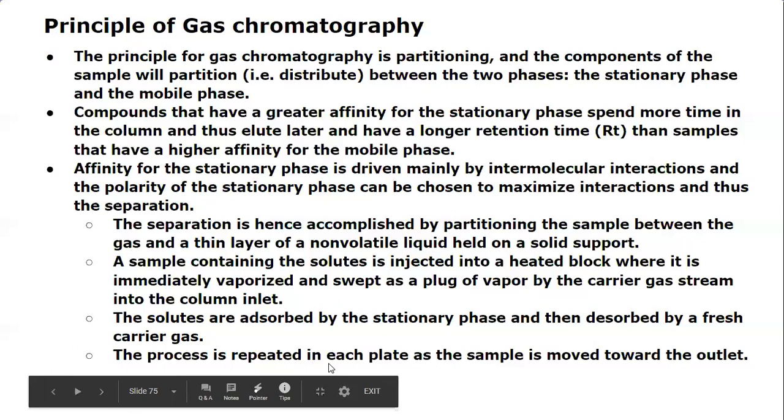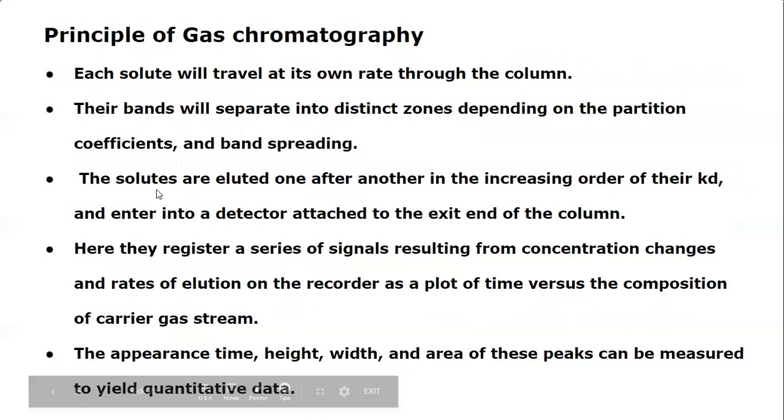So this process is repeated. Next principle: each solute will travel at its own rate through the column. Depending on the affinities toward the stationary phase, the solute which has less affinity toward the stationary phase will travel fast compared to the component which has higher affinity. Their bands will be separated into distinct zones depending on the partition coefficient and band spreading.